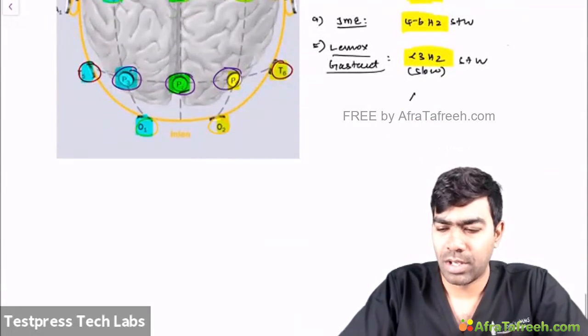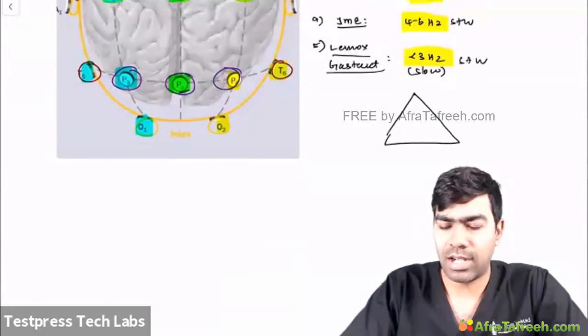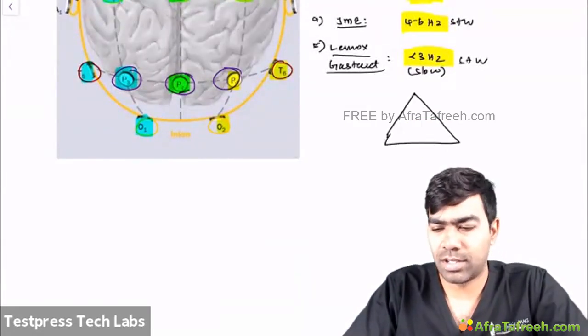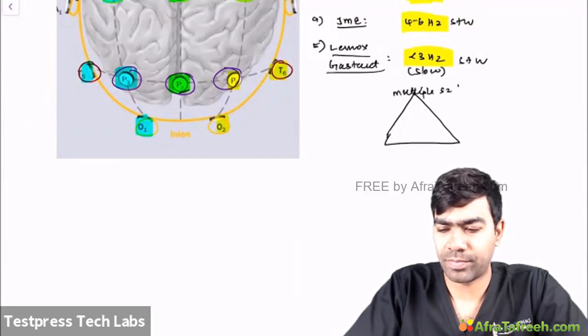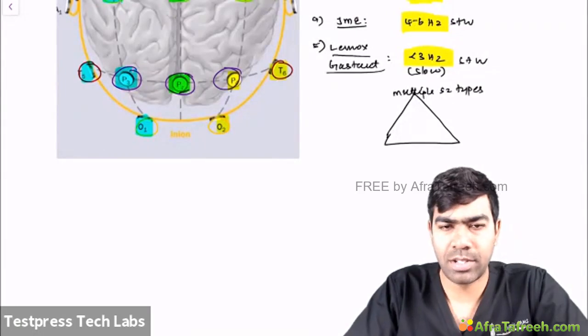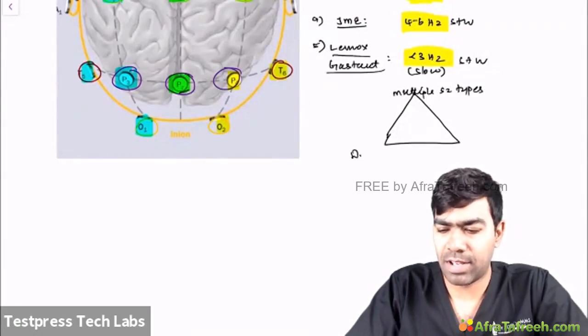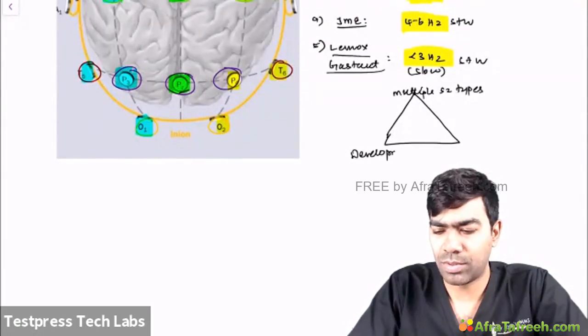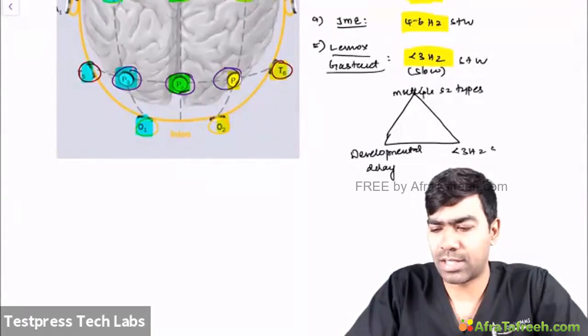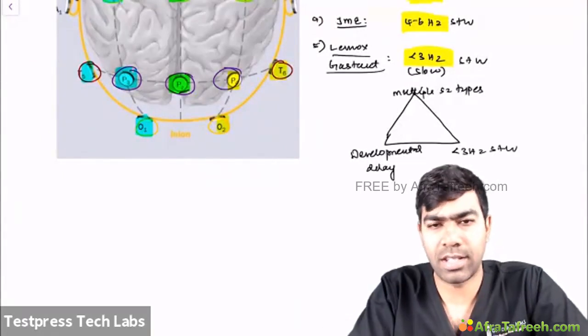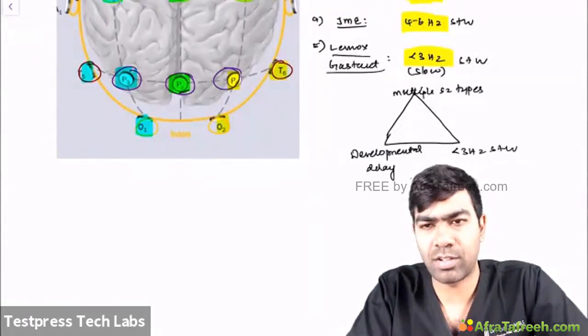And Lennox-Gastaut is basically a triad to start with. So Lennox-Gastaut syndrome means you're going to have multiple seizure types. Number 1, multiple seizure types, and they can have developmental delay, that is low IQ. And third, they'll have classic EEG finding, that less than 3 Hz spike and wave pattern in the EEG. So this is typical Lennox-Gastaut syndrome.